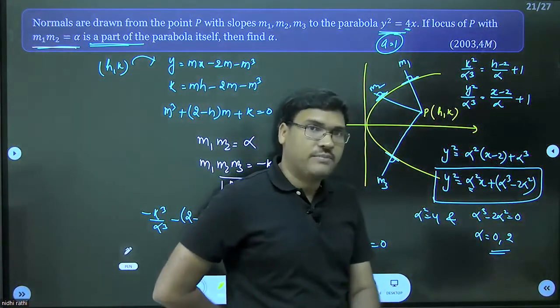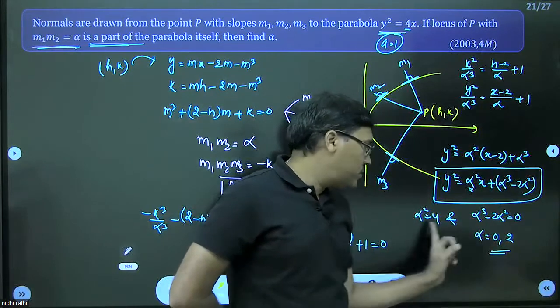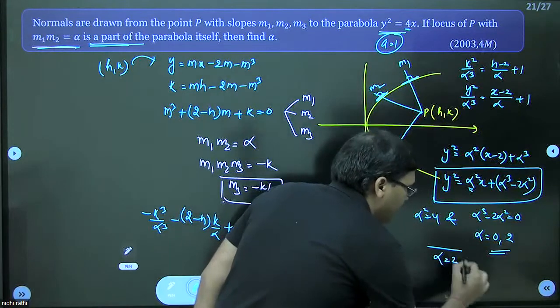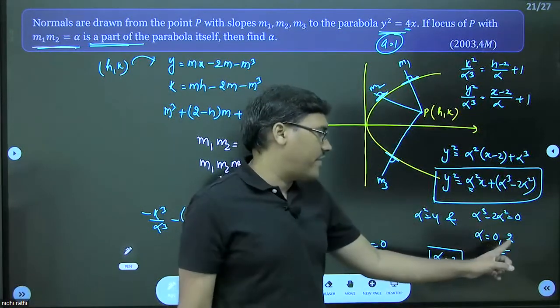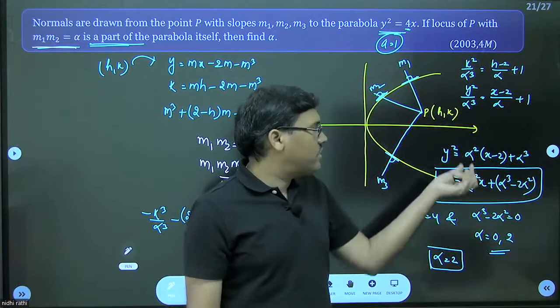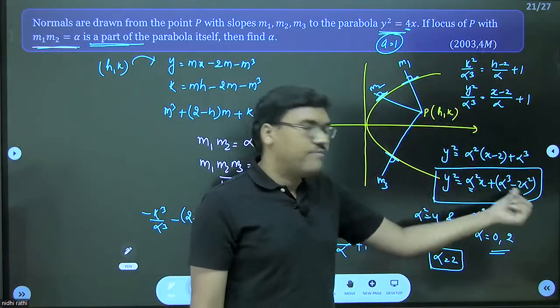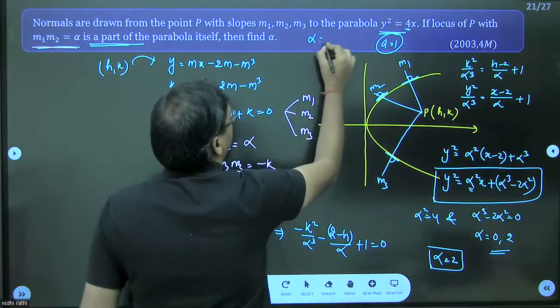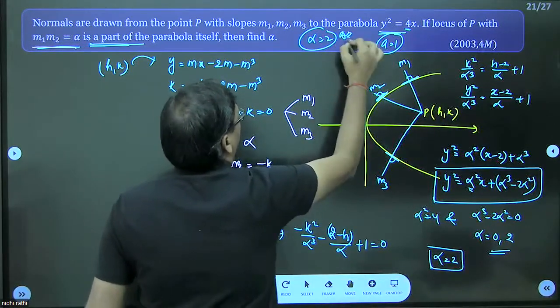But which value you will accept? Which satisfy both these conditions. So you can clearly see alpha. What is the value of alpha? Alpha is equal to 2 because alpha equal to 2, this term will become 4 and this term will become 0. So what is the value of alpha? Alpha is equal to 2 is the answer for this question.